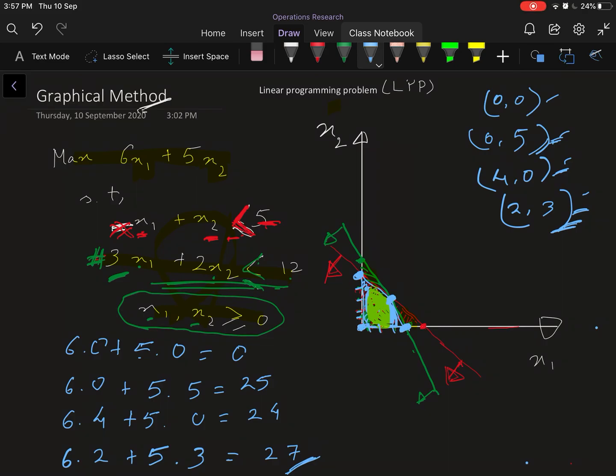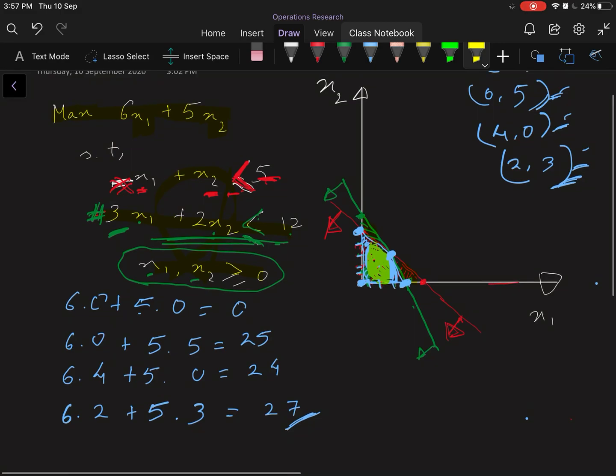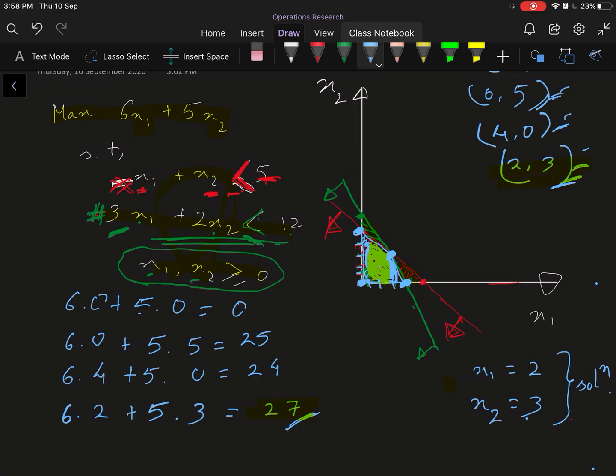Why? Because in this particular problem, our objective was to maximize the objective function, and what is the maximum value of the objective function we are getting? That is equal to 27, and we are getting this value when we are considering this particular point. So this particular point represents the solution here, and that would be x1 equal to 2 and x2 equal to 3. This is the solution of this particular problem, and that is how we solve a problem using the graphical method in a linear programming problem. Thank you.